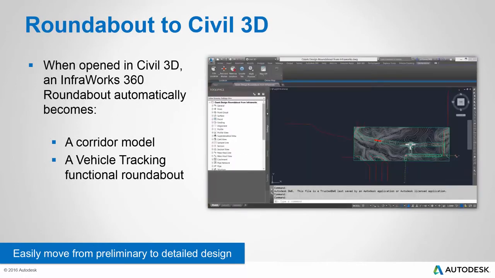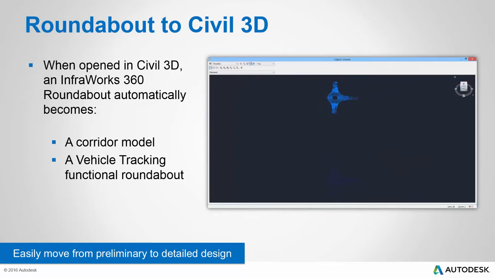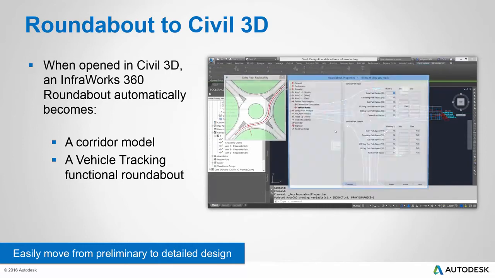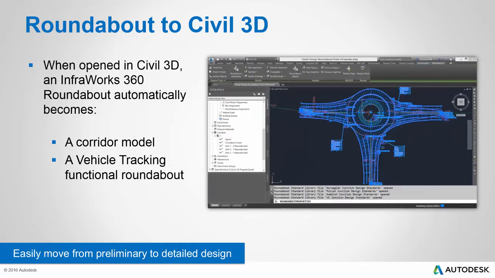In another example of extreme interoperability, when you open roundabout information in Civil 3D, not only does it automatically become a corridor model, it also becomes a functioning vehicle tracking roundabout, meaning that you can use the Autodesk vehicle tracking tools to continue your detailed design of that roundabout. Again, why is this important? It's the ability to easily move from preliminary to detailed design. In this case, because of interoperability between InfraWorks 360 and Civil 3D. And again, to show Autodesk's commitment to continually improving the interoperability between our products.